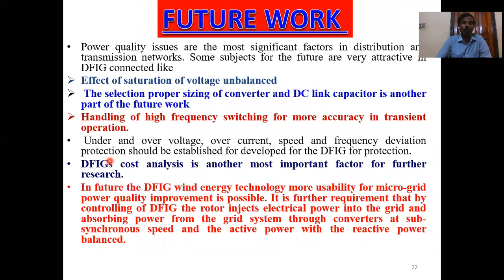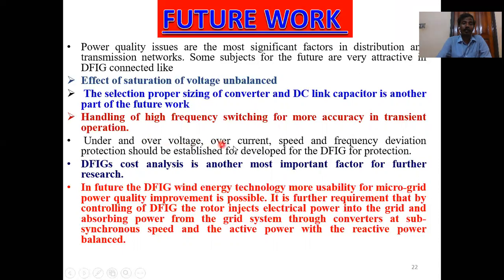Another future work, power quality issues are the most significant factors in distribution and transmission networks. Some subsets for the future are very attractive in double-fed induction generator connected systems, like the effect of saturation and voltage unbalance. This is a very important point. The selection and proper sizing of converter and DC link capacitor is another part of the future work. Handling of high frequency switching for more accuracy in transient operation.